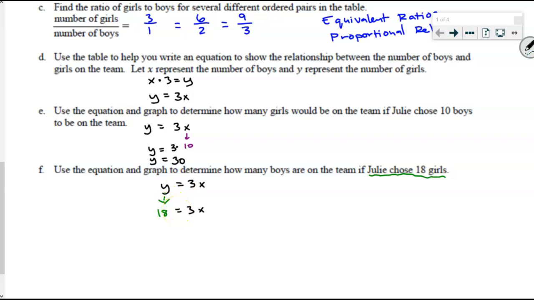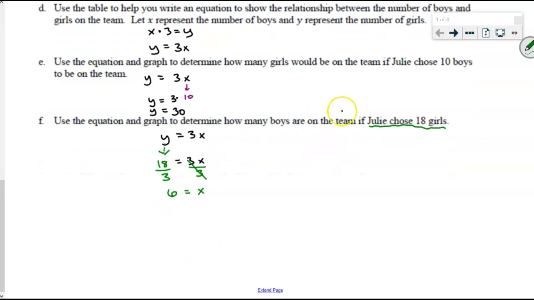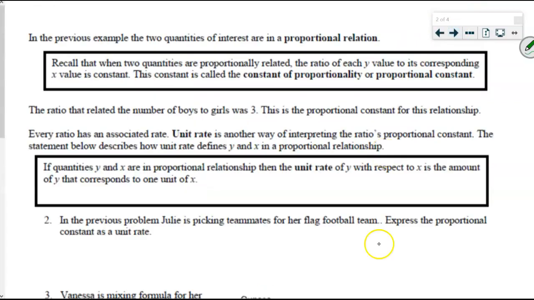Great. y is 18. I'm telling you that right here when I'm saying that the girls is 18. So I'm substituting 18 for y, and then I just have to solve the equation. 18 is equal to 3 times x. How do I undo that? We simply divide, balancing it, doing the same thing to the other side. And that's how I get, as Joshua explained, x is equal to 6. Or in other words, the number of boys is equal to 6 when Julie chooses 18 girls.